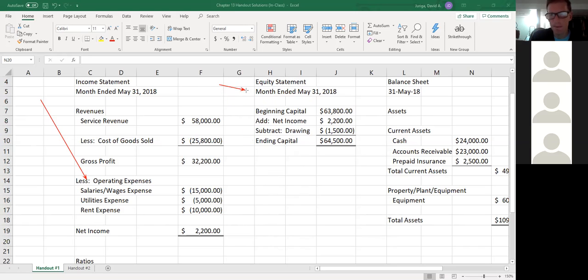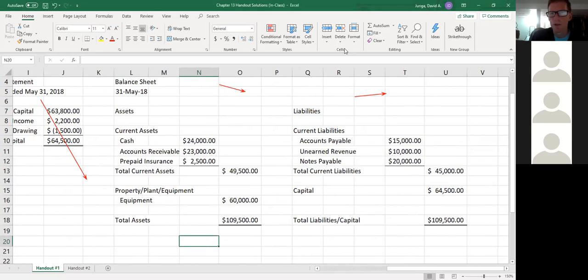And remember, don't forget about the dates. That's pretty important. Remember, the income statement will say month ended or year ended. The equity statement says the same thing, but then the balance sheet is the one financial statement that says one date. It's a specific point in time. And that'll be part of the test too. So make sure you're careful with that as well.